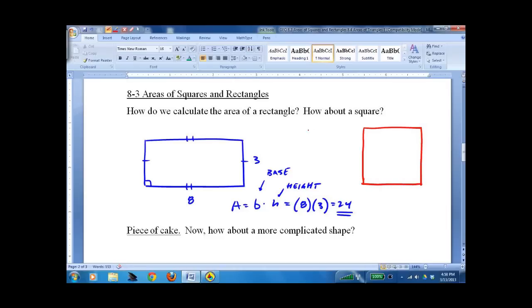Well, it's the same formula, but we call each side S, because they're all the same in a square. So it's S times S, and some people write it as S squared. Well, as far as I'm concerned, that's just another formula to remember. I'd rather do problems, so I just write it as base times height. Same thing as down here. Even though they're the same, it still works, and now I have less to remember.